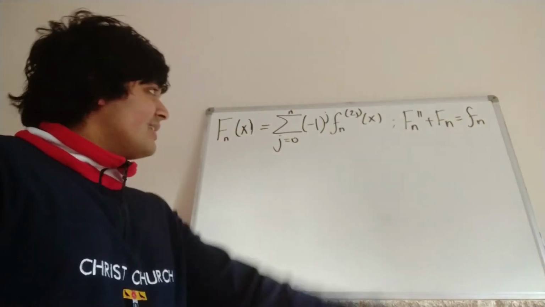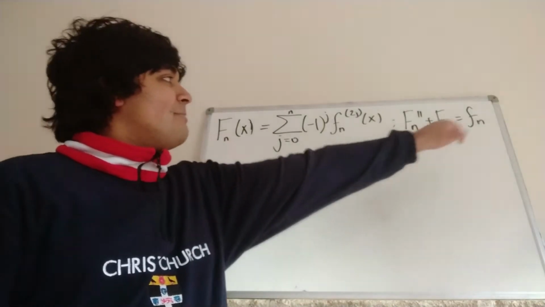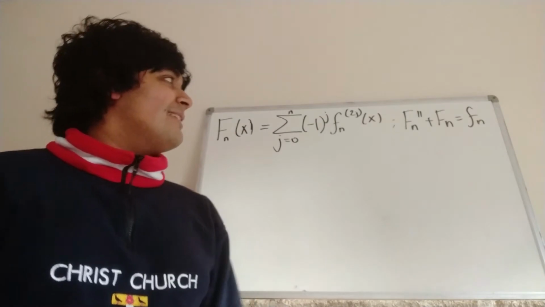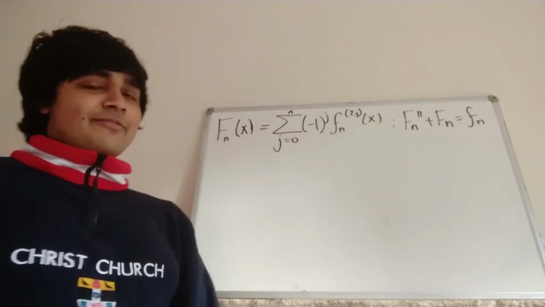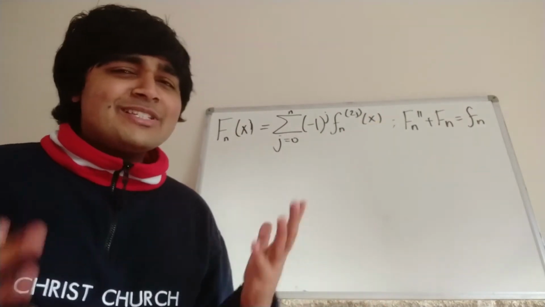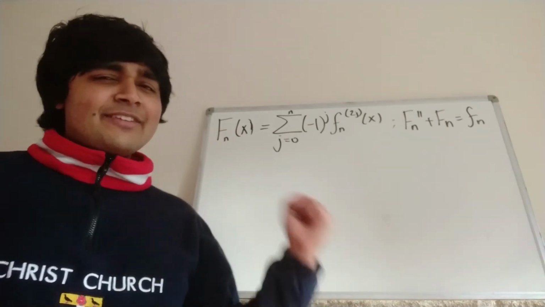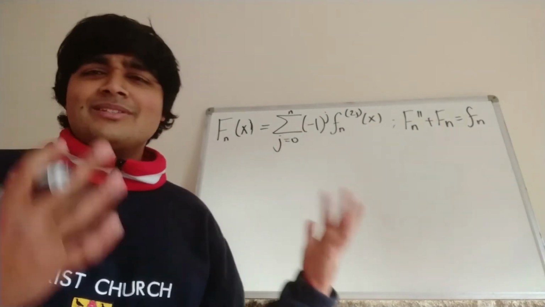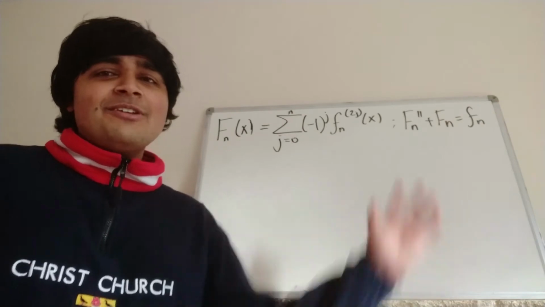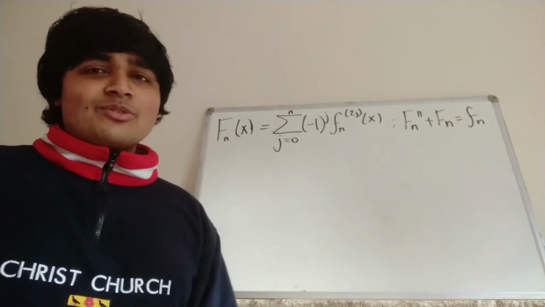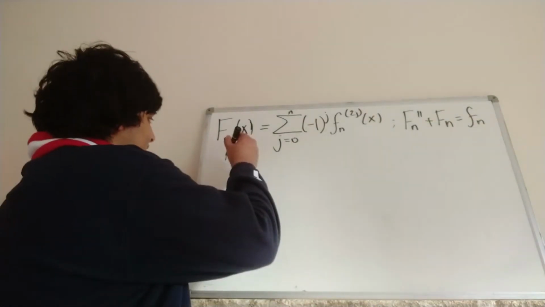Okay, so we just showed that the second derivative of capital Fn plus Fn equals little fn, and capital Fn, just to remind you, is defined to be this guy here. Now what we're going to do is just take a little leap of faith here and differentiate a function, and we might wonder why we would differentiate this function, but once we see what it equals, things will start to fall into place.